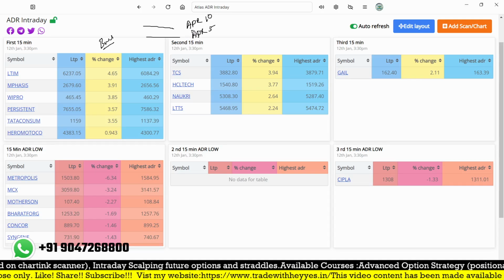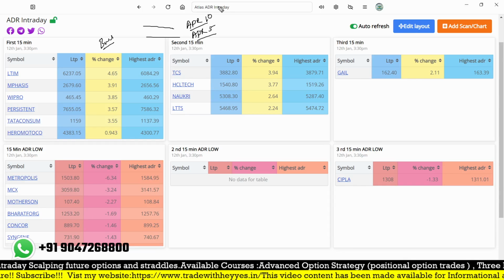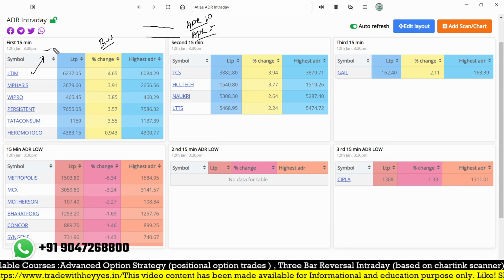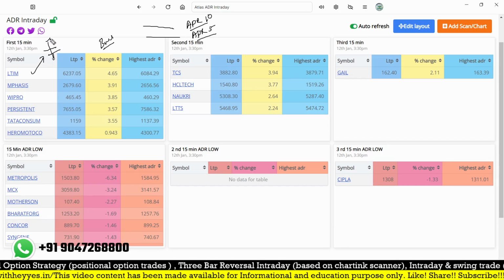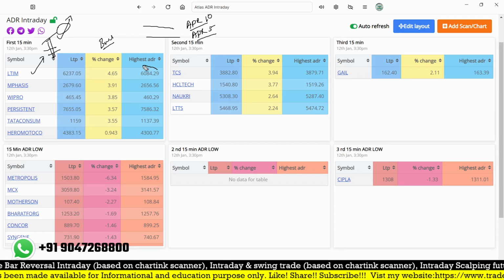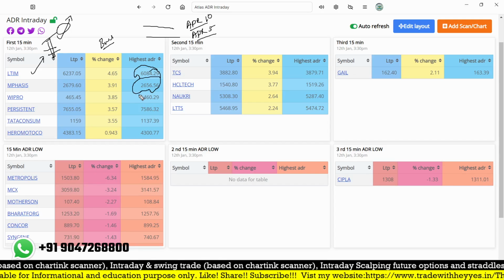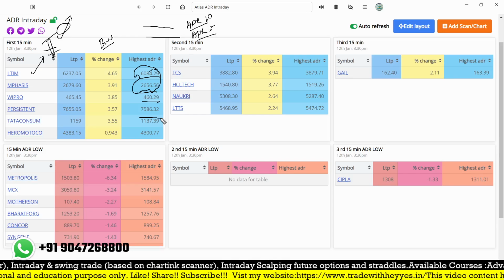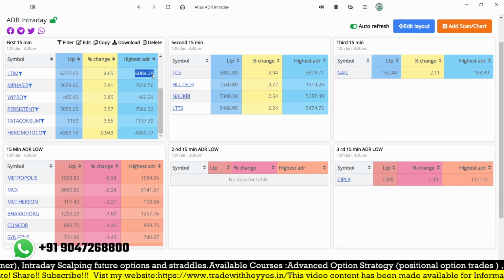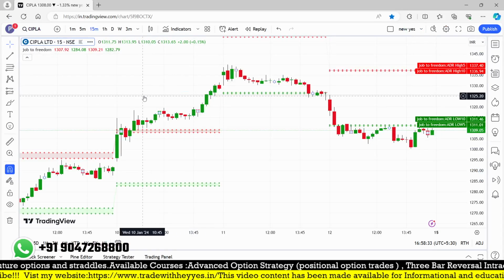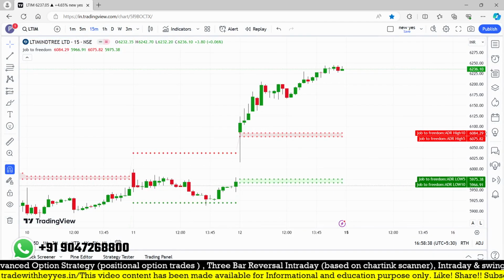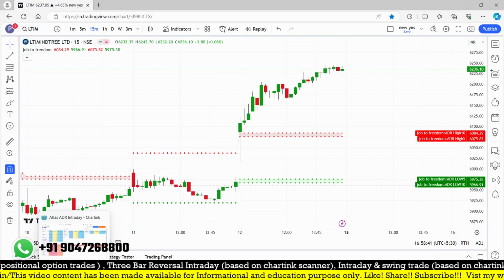In this case, which one is higher? It may be either ADR 5 or ADR 10. When the price is closing near the highest level of ADR, we fetch the data and the stocks for a breakout. I have also mentioned here which one is the highest ADR value of those two. So let me check LTI Mindtree. The highest ADR value should be 6084.29. Let me go to LTI Mindtree and you can check this 6084.29. In this case, ADR 10 should be the higher level.